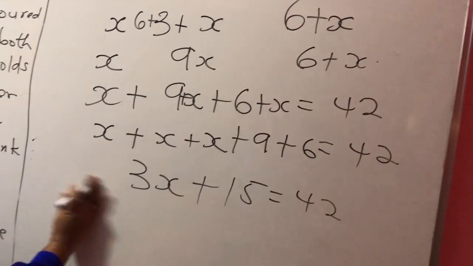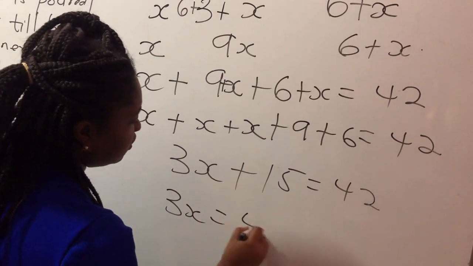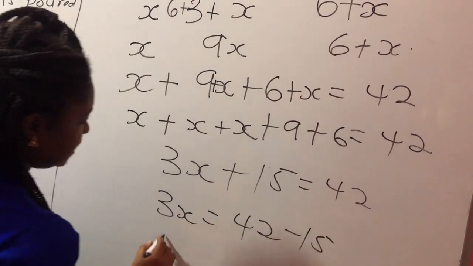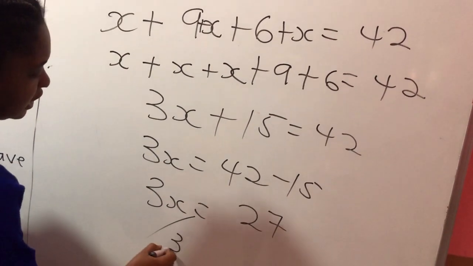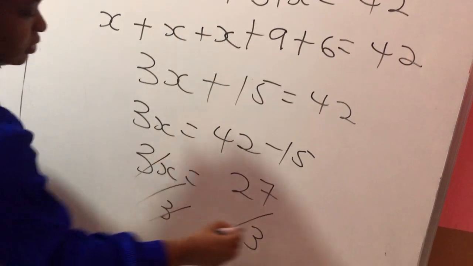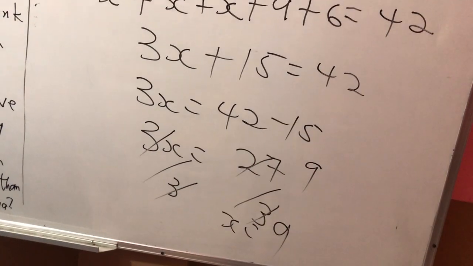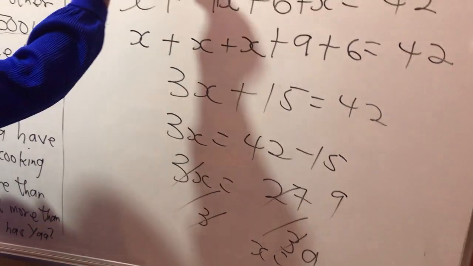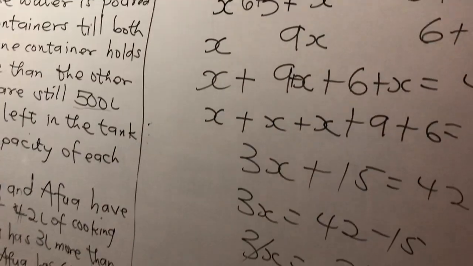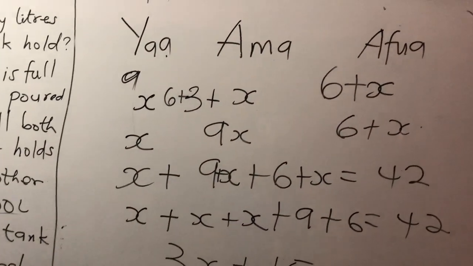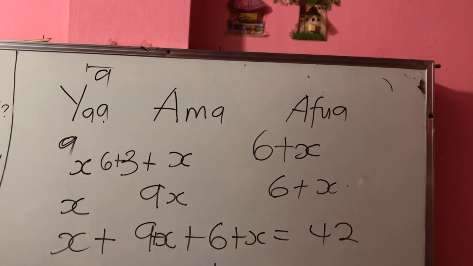42. Now, these people, remember family members. 3x is equal to what? 42 minus 15. 3x is equal to what we have here is 27. X is equal to 9. Okay, so that means Ya took what? 9 liters of oil. Okay, so mathematically, this is how we express it. So Ya took 9.